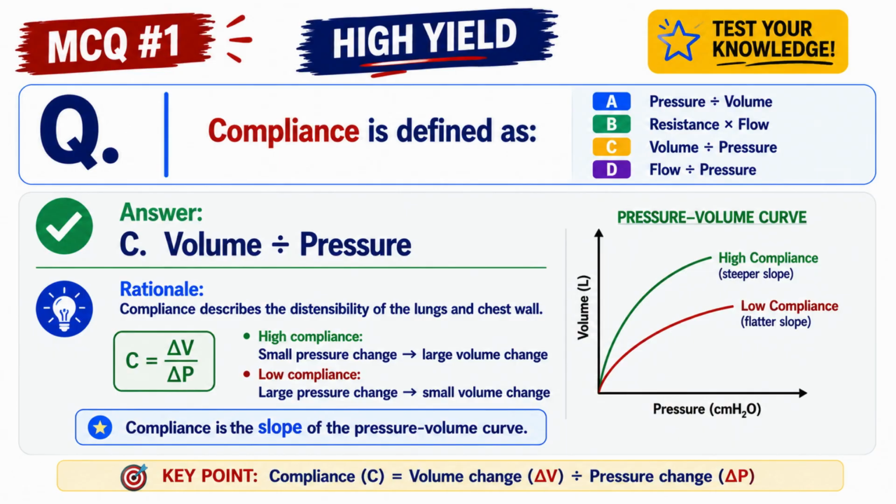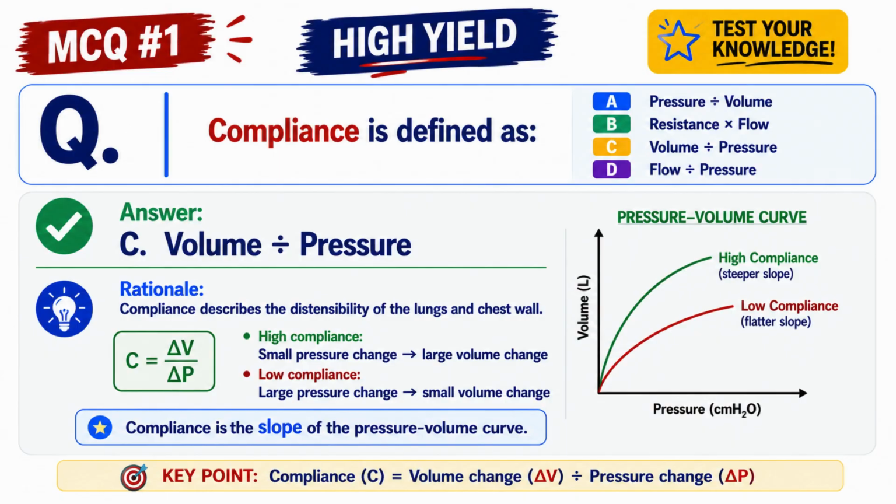Lung tissue is less stiff, easier to inflate, but the lung has lost its elastic recoil. It cannot drive expiration effectively. Decreased compliance: pulmonary fibrosis, pulmonary edema, ARDS, atelectasis. The lung is stiff. High pressures needed to inflate.